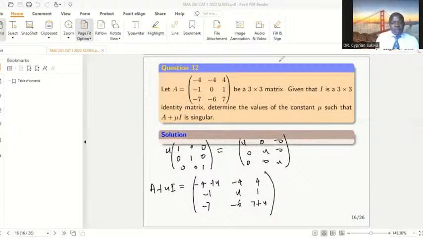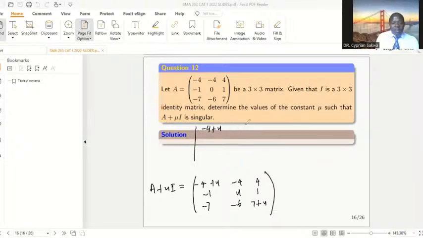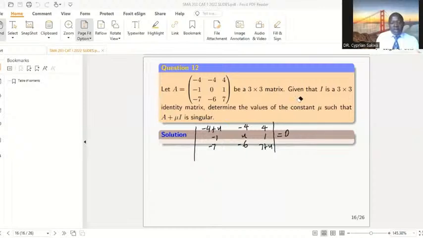So let's just now do the question. Just equate this determinant to 0 and find mu. So this is the matrix: determinant of negative 4 plus mu, negative 4, 4, negative 1, mu, 1, negative 7, negative 6, 7 plus mu. I want this determinant to be 0. Now I think of ways of making my work easier because I'm finding determinants. One may choose the longest way, but I want to choose the shortest way by making my work easier. I want to create zeros in a longer row or a longer column, as many as I can.